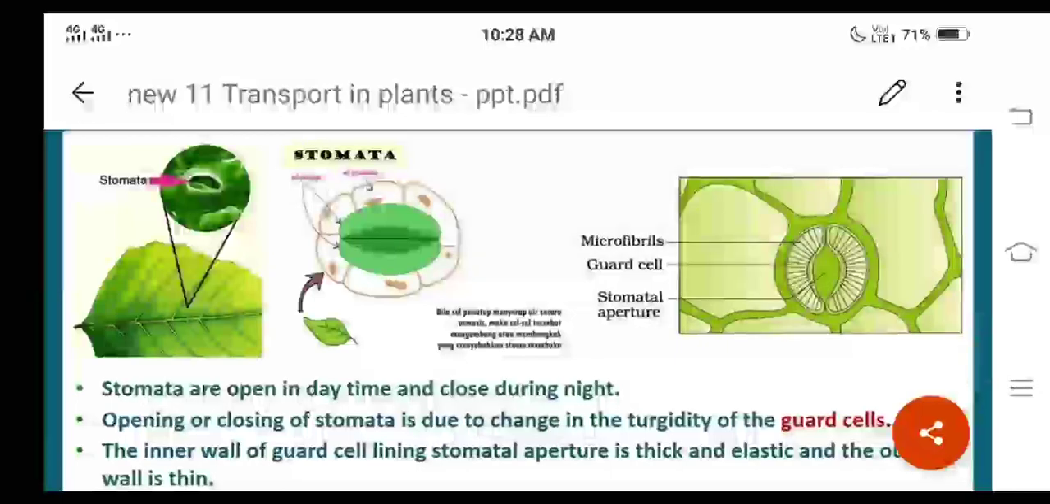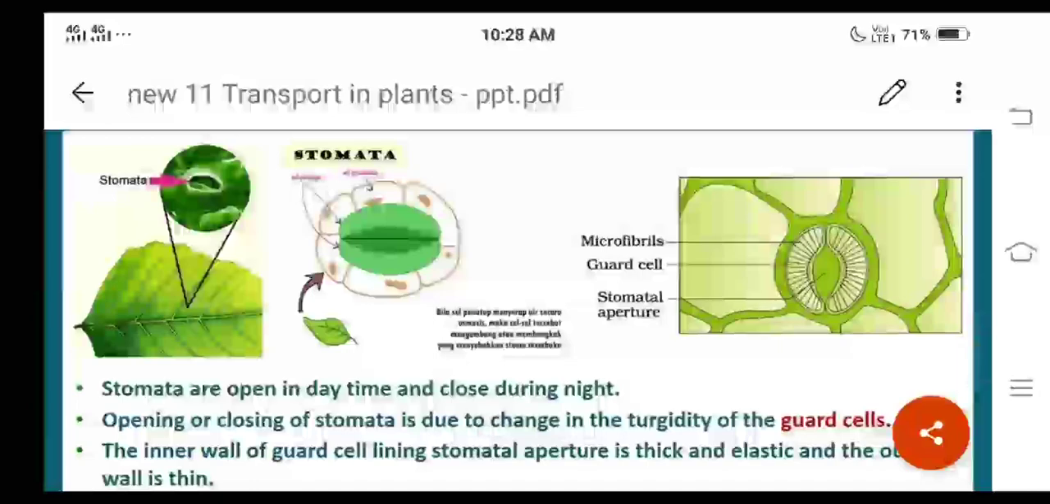Stomata are open in daytime and closed during night time. This concept explains the opening and closing of stomata, that is, how the stomata open and how they close. On the right side you will observe the stomatal apparatus diagram. Two important labelings are there: microfibrils, which show the radial arrangement, then the kidney shaped or bean shaped guard cell, then the stomatal aperture. The diagram shows the stoma in open condition.